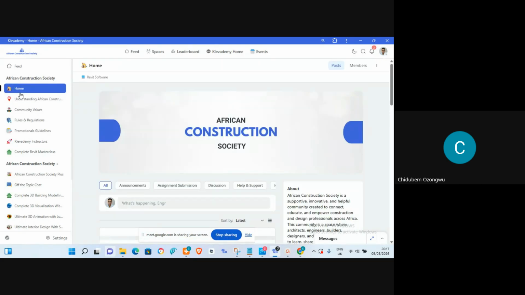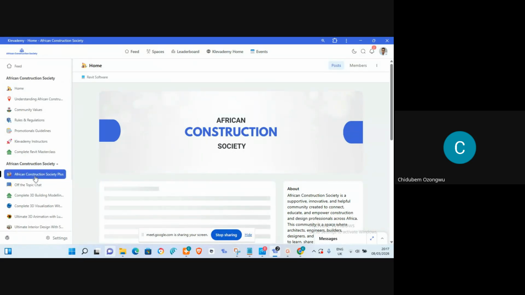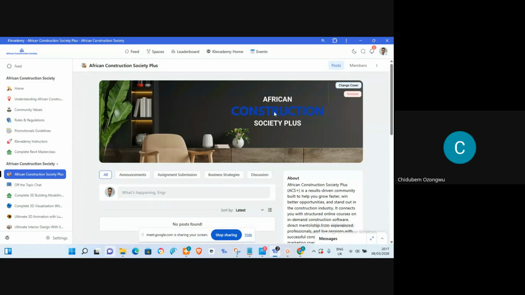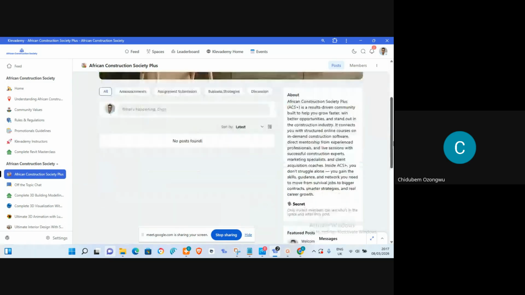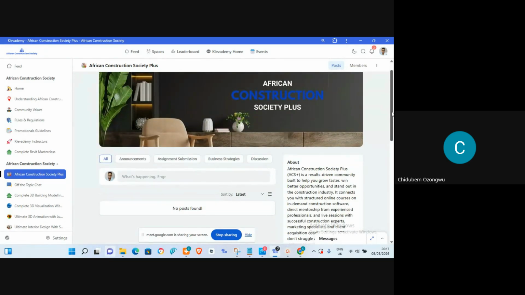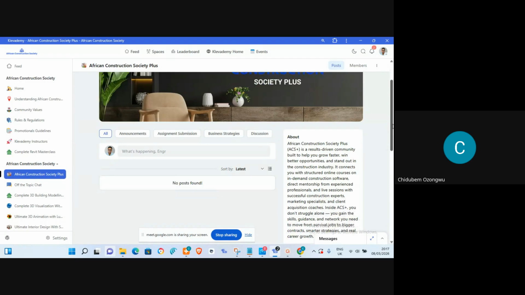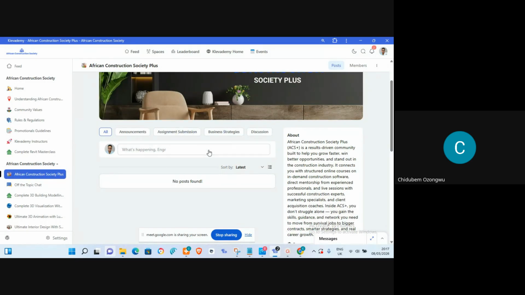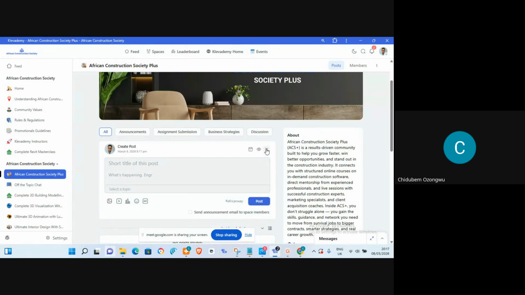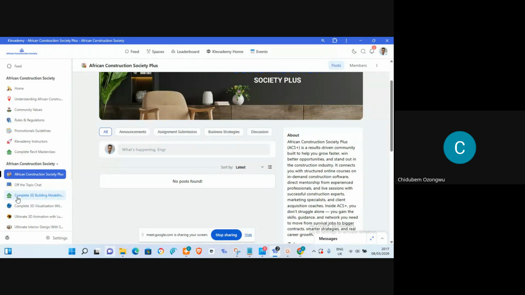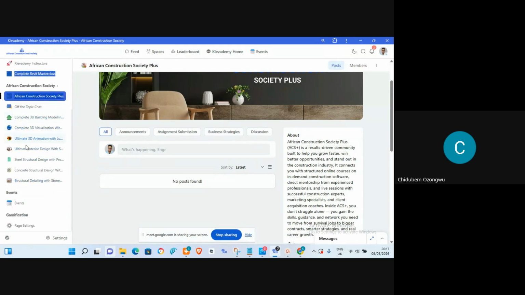I have shown some people this one before, but this one is the normal page, which is not what I'm talking about. This is the place I'm talking about here. African Consulting Society Plus. Nobody is here. I'm the only person here for now. No post is here. But what we have done is link the courses to this particular community, such that if you are in this group, which is like a Facebook group, you'll be able to access all these courses that are here under it.